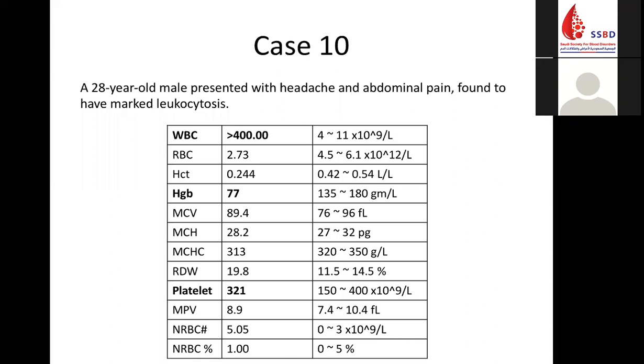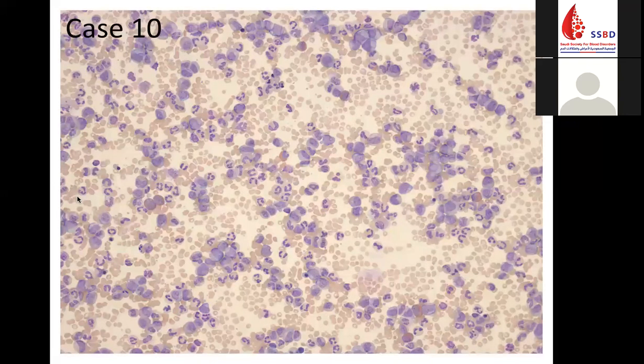Case 10. This is a 28 years old male presented with headache and abdominal pain, found to have marked leukocytosis of more than 400, normocytic normochromic anemia, and normal platelets. So what is this? We have also nucleated RBCs. What do you think? Do you have any guess?